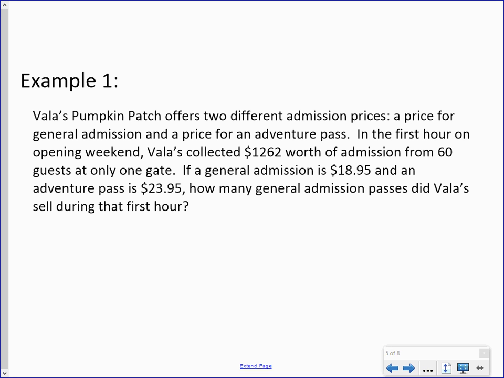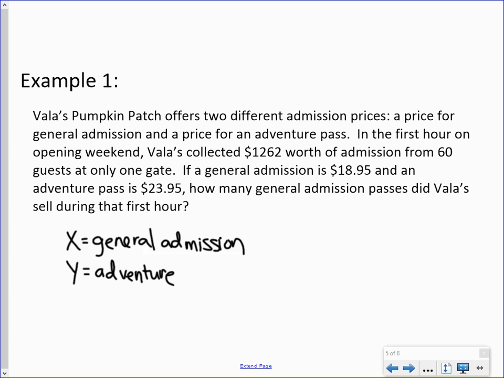It looks like you guys are doing a great job, so if you're working on solving, you can continue to do that. I'm just going to write up what I saw as I went around the room and talked to each group. Most people chose X to be general admissions, and then Y was the adventure pass. So what those specifically mean is the number of people who came in on general admission, and then the number of people who came on the adventure pass.